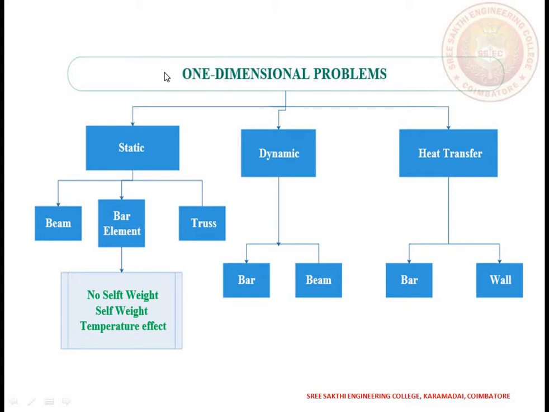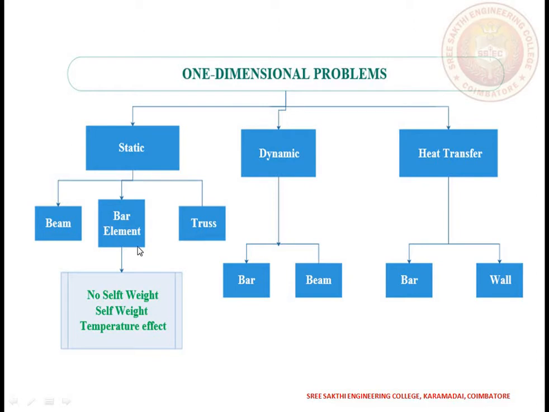Generally, in one dimensional problems we consider bar and beam elements, and also stress elements. So this unit will be classified into three categories: static, dynamic and heat transfer. In statics we have three categories: beam element, bar element and stress element. If you take a problem as a beam, then you consider it as a one dimensional problem in FEA.